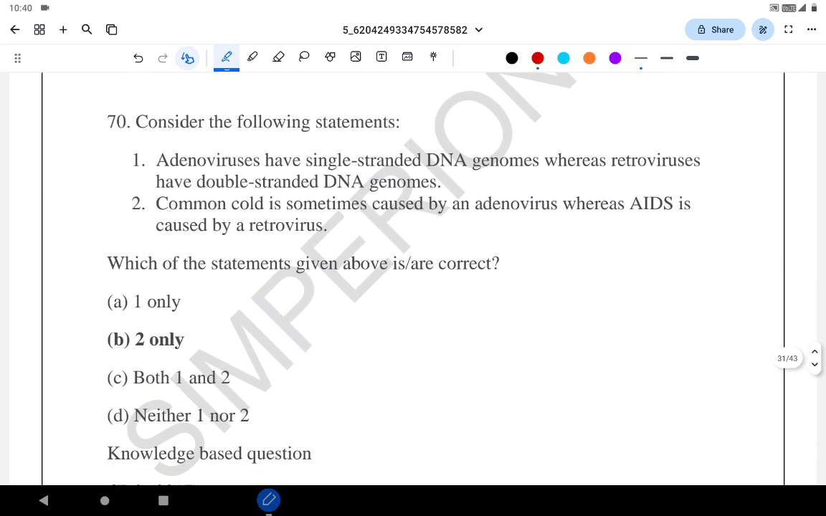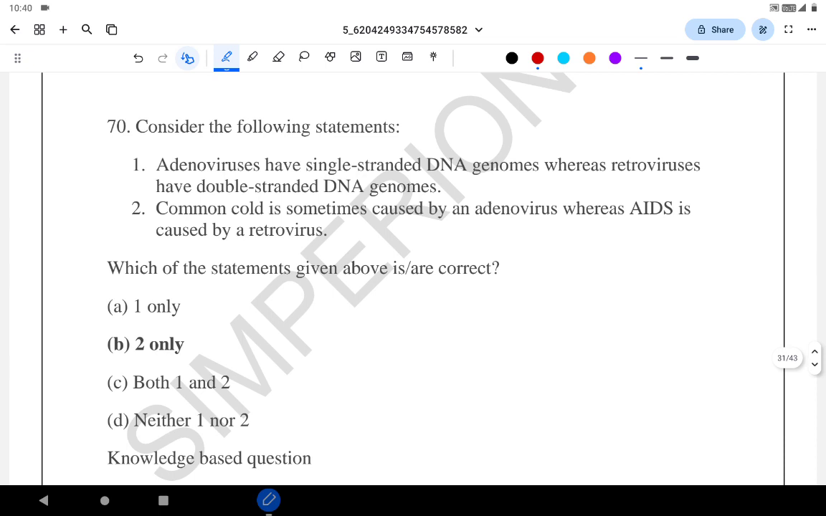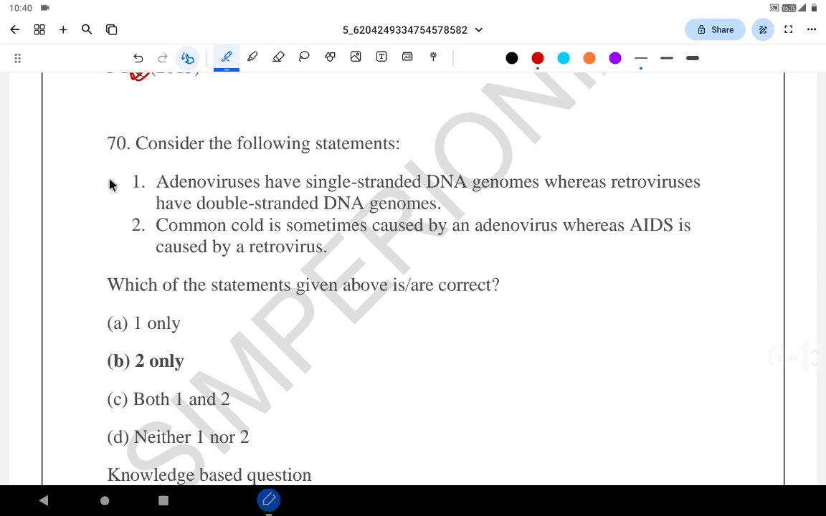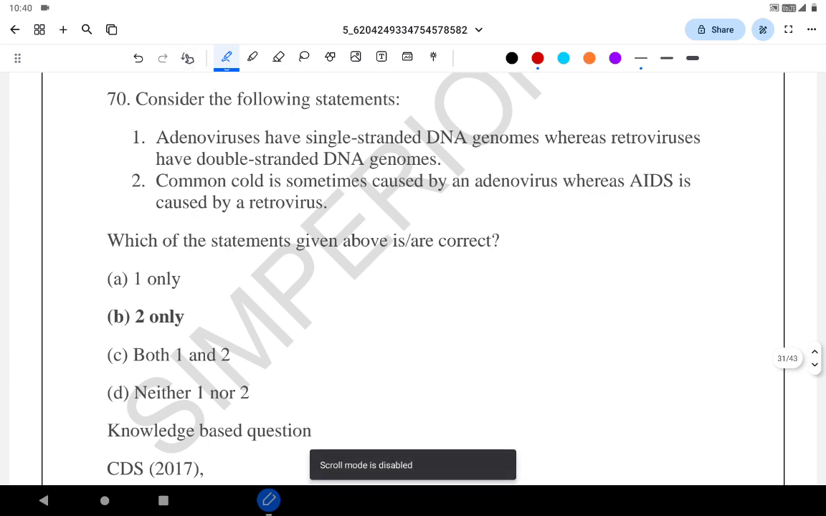Next, adenoviruses have single stranded DNA genomes, whereas retroviruses have double stranded DNA. Actually, they have reversed it. Adenovirus is double stranded, and retrovirus, the retroviruses which cause AIDS, are single stranded. Statement 1 is wrong. Again, you can see the pattern here. Whenever UPSC gives this is single and that is double, like two different ideas.